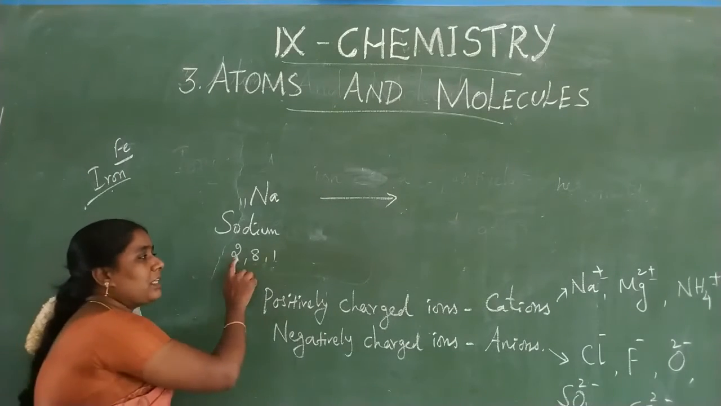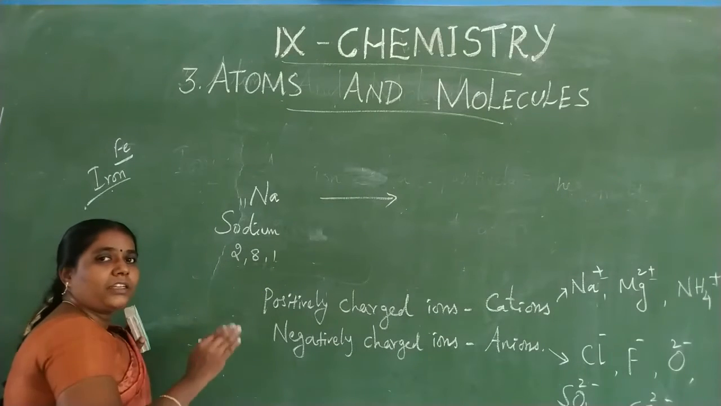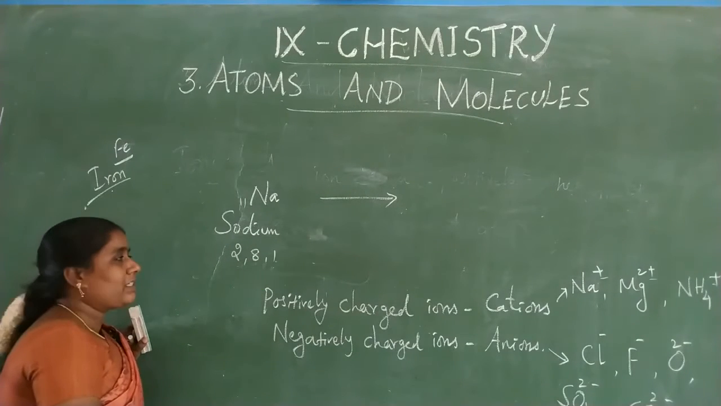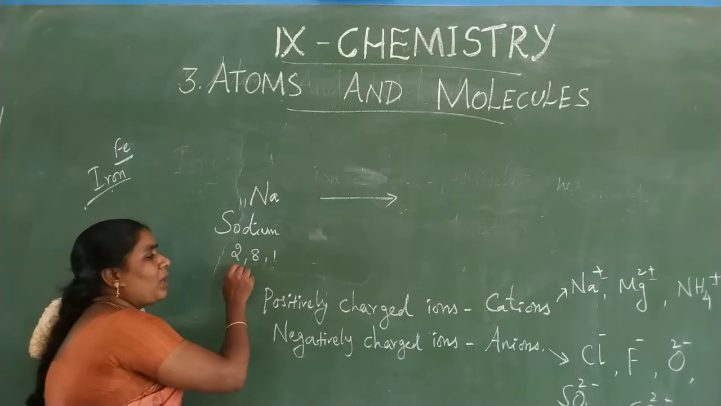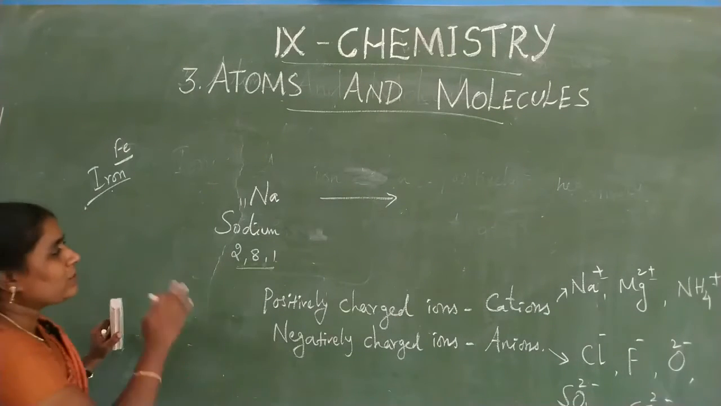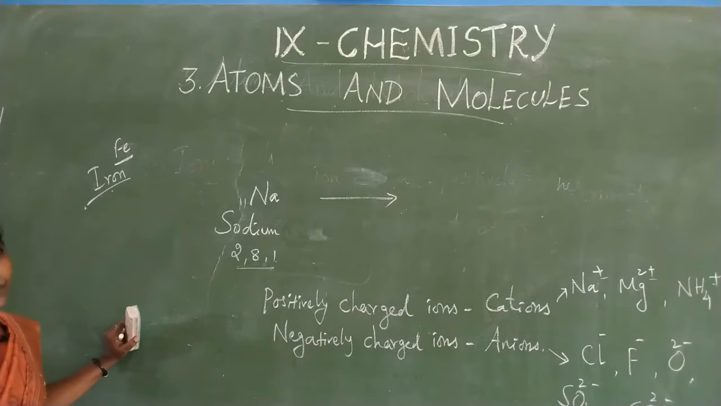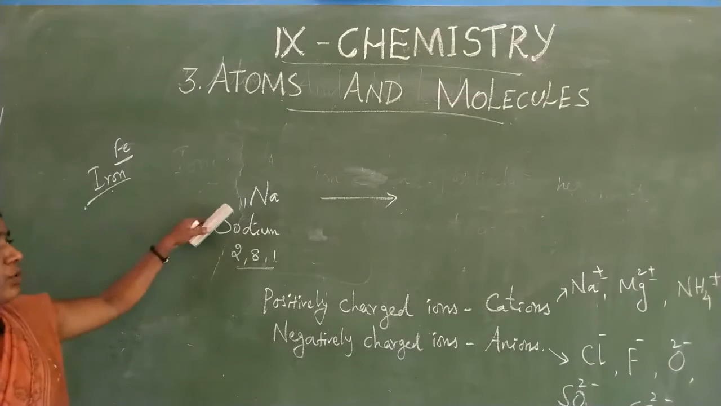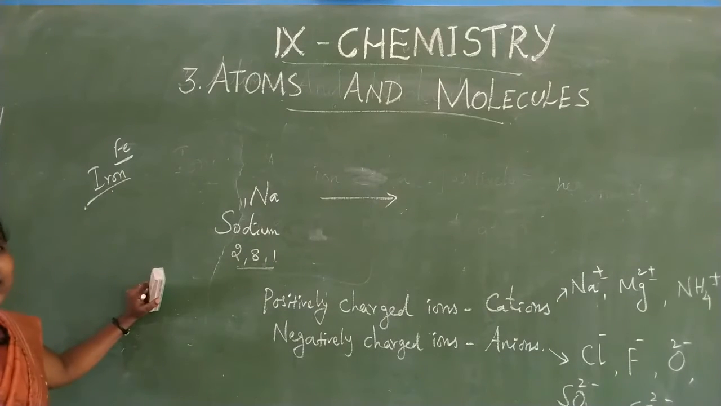This is the number of electrons present in different cells. About this we will discuss in our next chapter. Just listen. Sodium generally has 11 protons or 11 electrons, so the atomic number of sodium is 11.